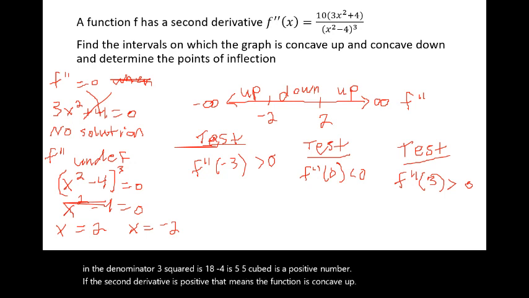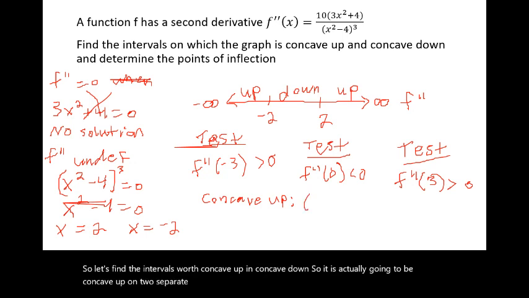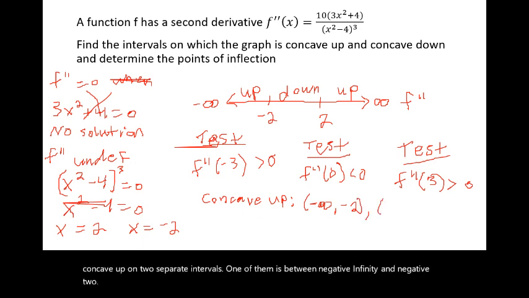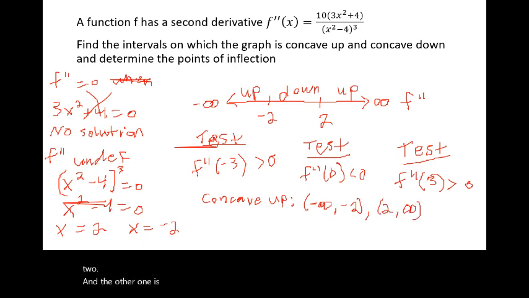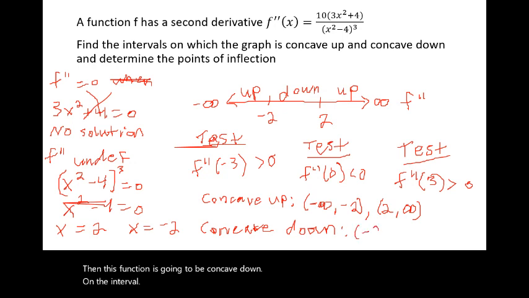So let's find the intervals where it's concave up and concave down. It is actually going to be concave up on two separate intervals. One of them is between negative infinity and negative 2. And the other one is between 2 and infinity. Then this function is going to be concave down on the interval negative 2 to 2.